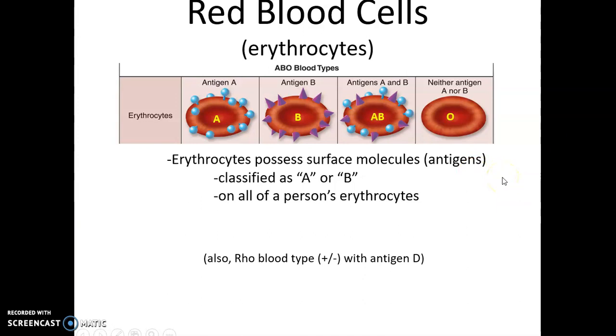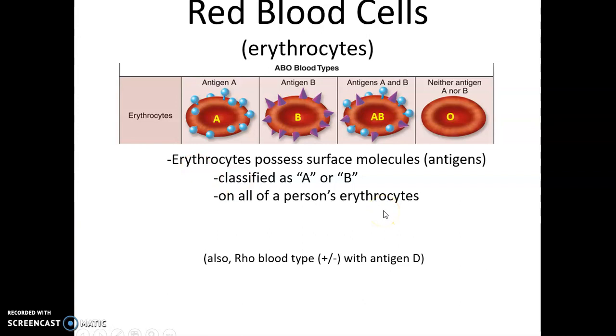And when we talk about people's blood types, it is based on the presence or absence of these antigens. So someone with A blood type has the A antigen on the surface of their erythrocytes. Someone with B blood type has the B antigens on the surface of their erythrocytes. Someone with AB blood possesses erythrocytes with both antigens, and someone with O blood type lacks the antigens. So their red blood cells are somewhat smooth in comparison.